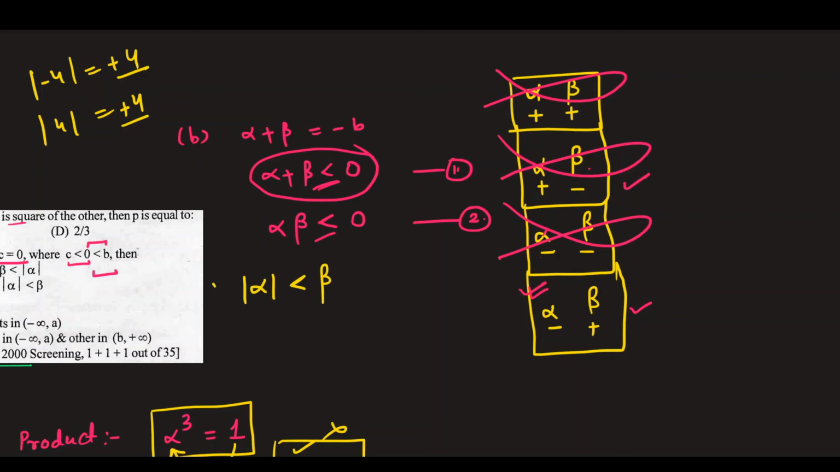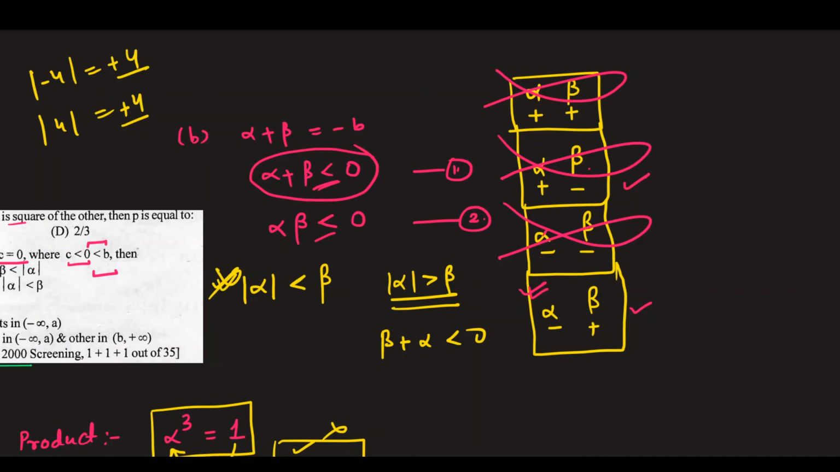Why is this true? What can be the other case? The other case can be mod alpha is greater than beta. This can be a case. But if this is the case, then beta plus alpha is less than 0. This is not the case. So till now we know that alpha is negative, and we are considering the possibility of whether mod alpha is greater than beta or less than beta.